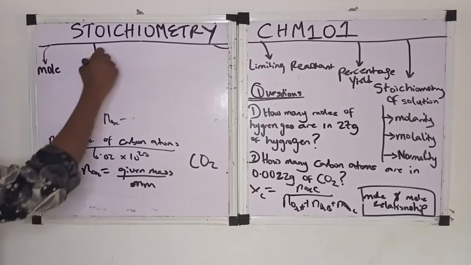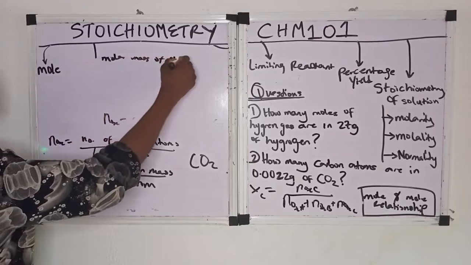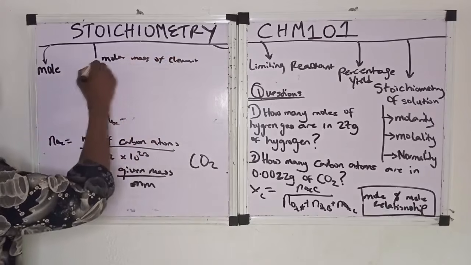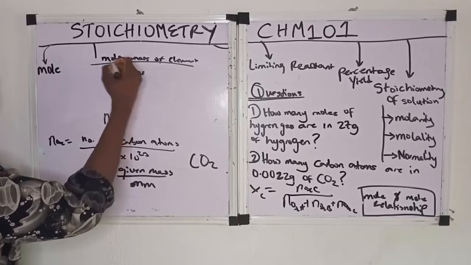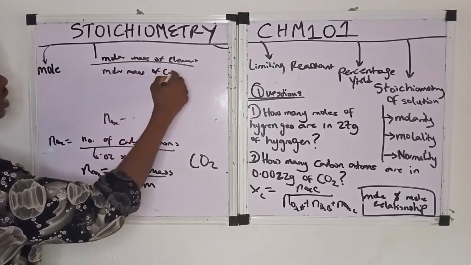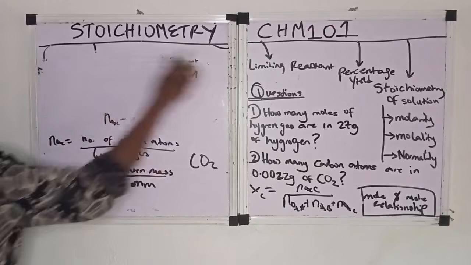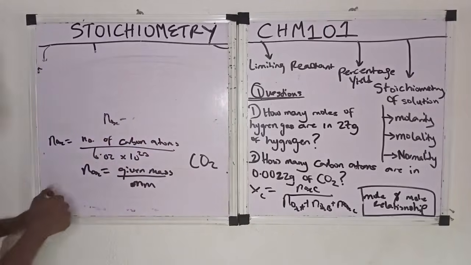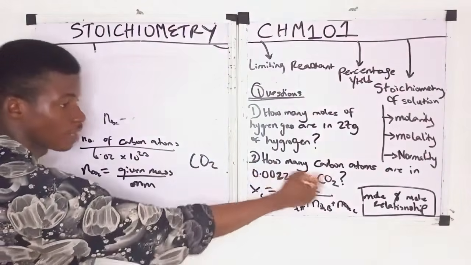You say, molar mass of element divided by molar mass of compound. Okay, let me do it again. So to look for the mass of carbon inside 0.0022 gram of carbon dioxide, we're going to do something like this.